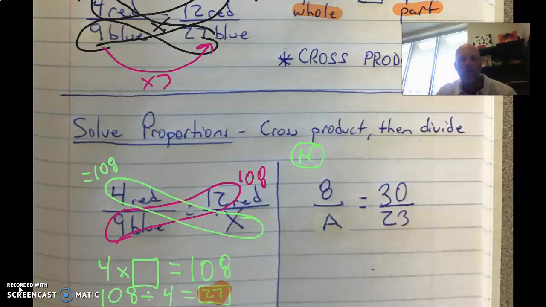We want to cross product. So if you want to just do this right here, what can we multiply? What can we cross product? Well, we can't multiply 30 times a because we're going to end up with 30a, which we're not ready for. That's later in algebra. But we can multiply 23 times 8, can't we?